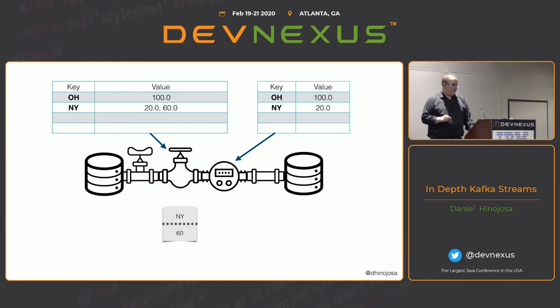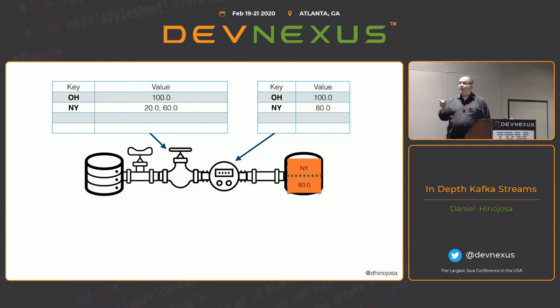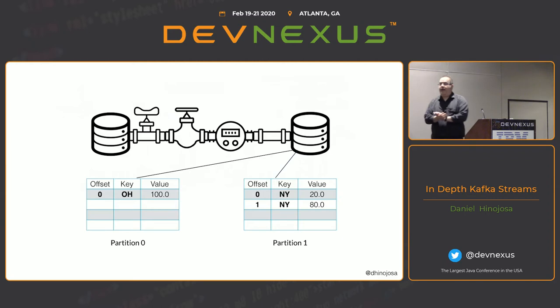And what am I going to do with that? Well, let's go ahead and sum it up. So now New York will be 80. Now the liquidation happens. Let's liquidate that. Now what we'll have here is 80, and then we'll post that onto the new topic. Now, what is it that we're going to get inside of that new topic? This is what it may look like. I'll have a different topic, and they'll have their own partitions. Let's say in partition 0 is Ohio with a current total of 100. But New York has had two updates to its total.